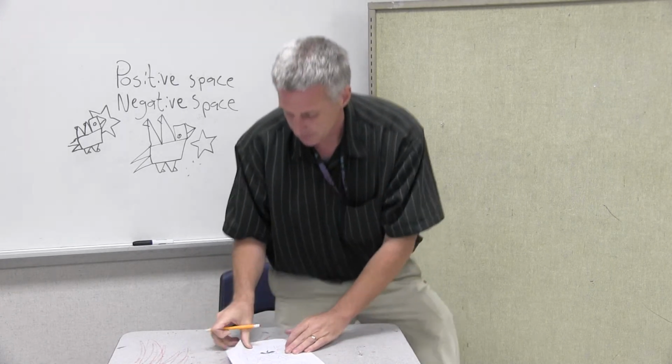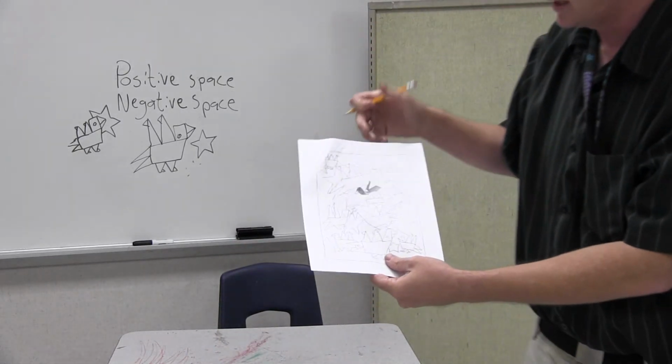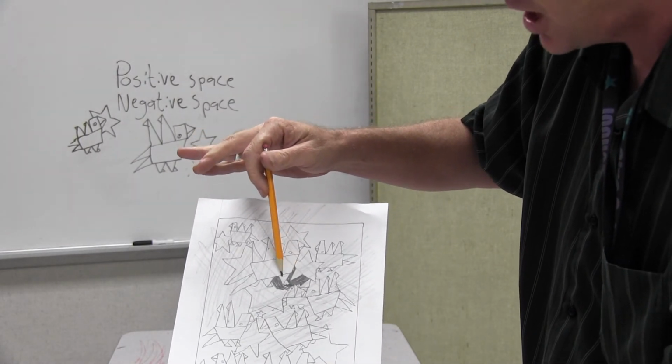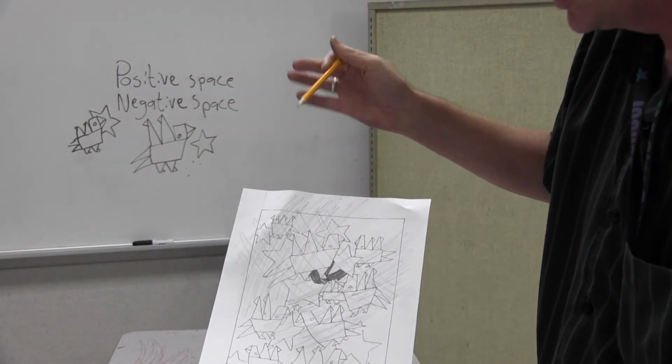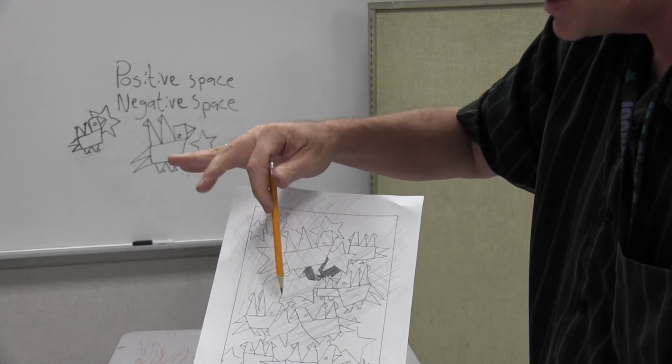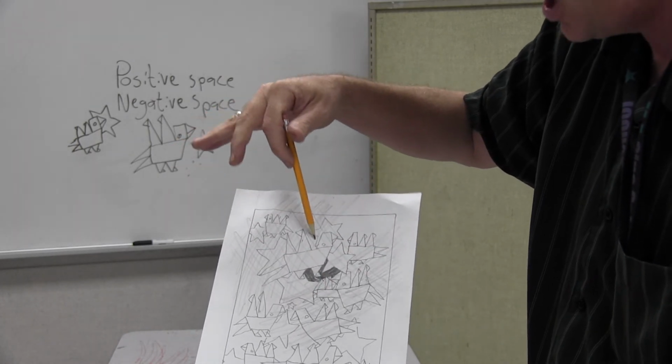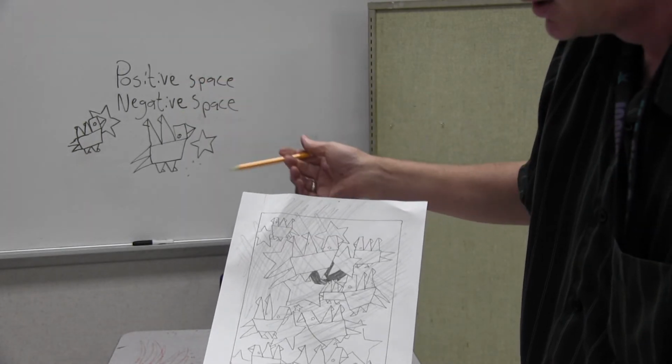There we go. So just quickly there, I darkened in the area around the leg of that star and the leg of this bird. And you can see I have many other areas to darken in. And I can go through and hit all those areas as well.